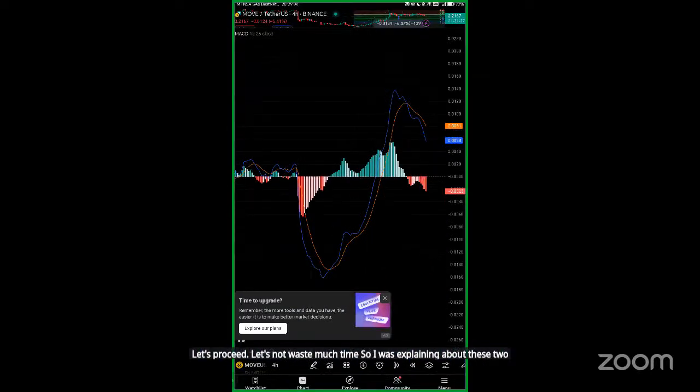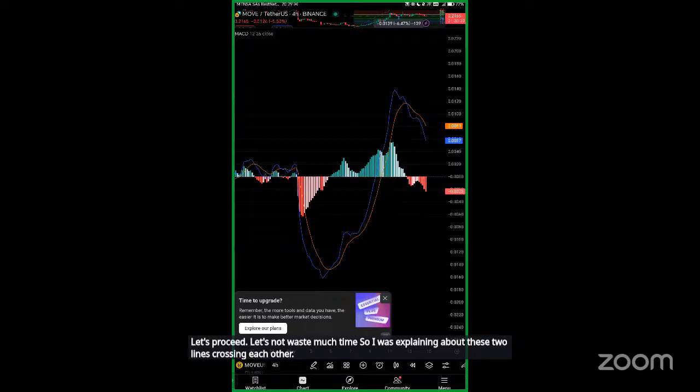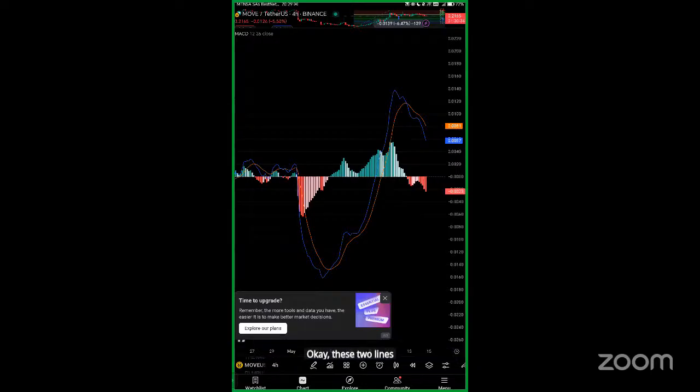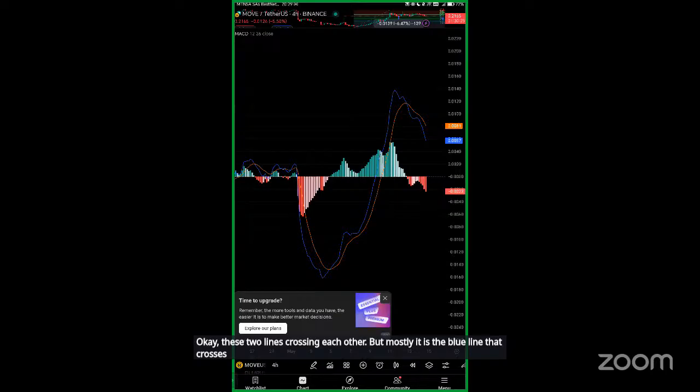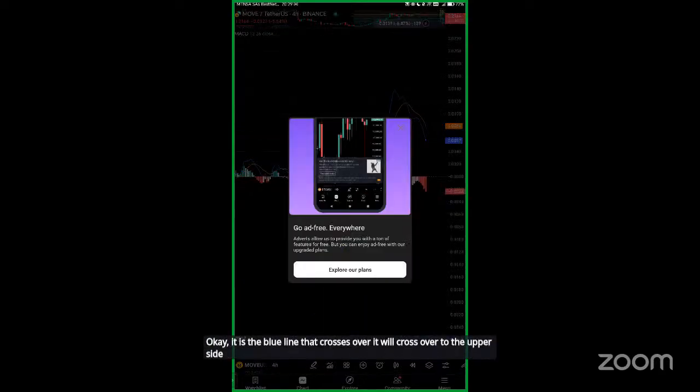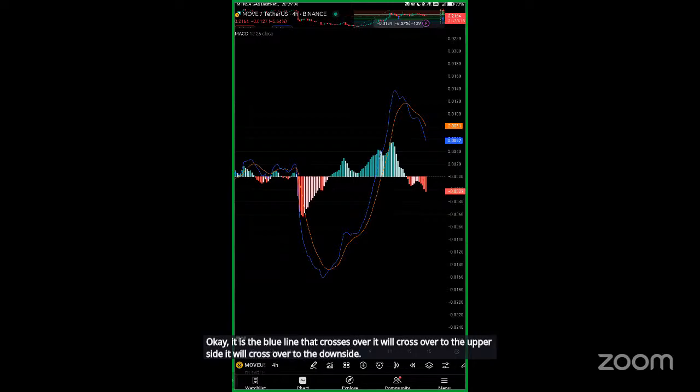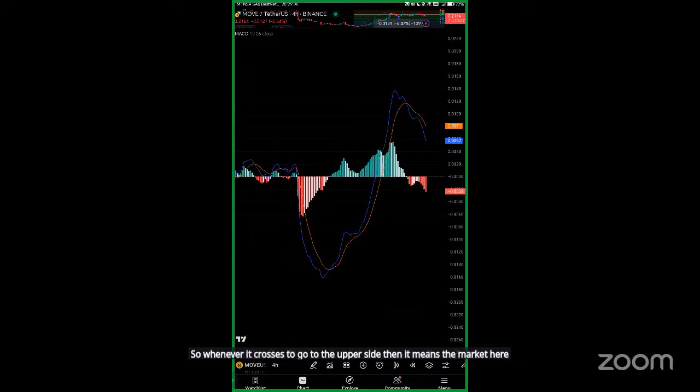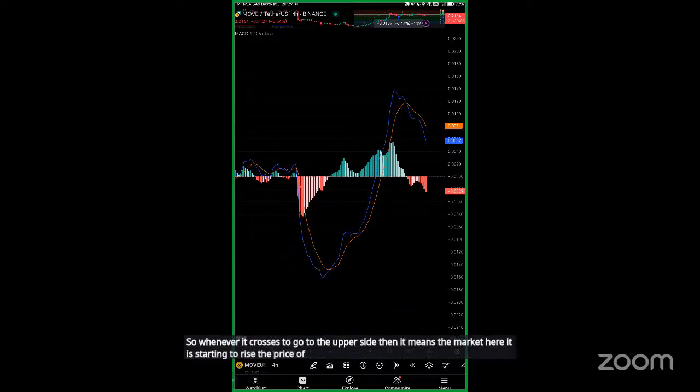So I was explaining about these two lines crossing each other. Mostly it is the blue line that crosses over and over. It will cross over to the upper side, it will cross over to the downside. Whenever it crosses to the upper side, it means the market is starting to rise. The price of the coin you are analyzing is going to start to go up.